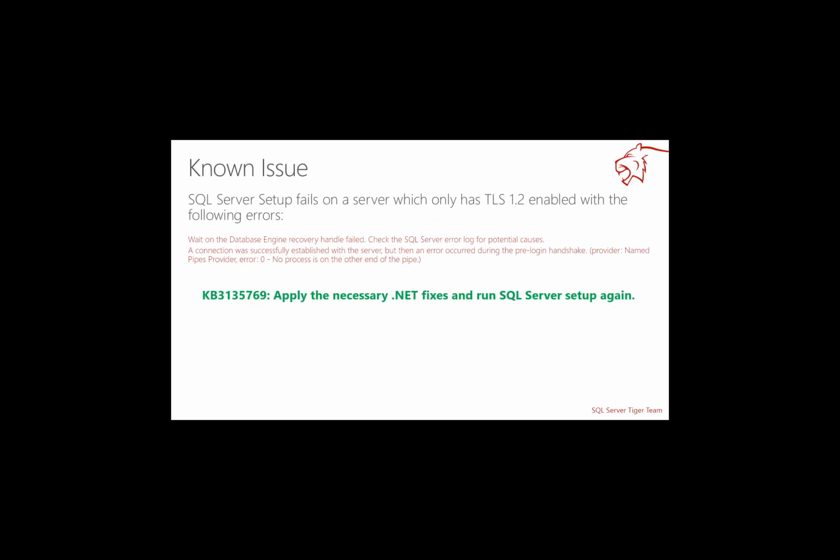One of the workarounds that's possible is to enable one of the older protocols so that setup can use that to configure the server. Once the setup is completed, you can disable the older protocol and have your server running only with TLS 1.2. If you do that, you still need to apply all the necessary .NET fixes, because once the setup is complete, you still need to connect using TLS 1.2, and that would not be possible if you did not update all your client drivers and the database engine with the required updates.